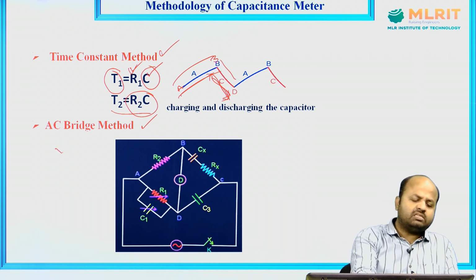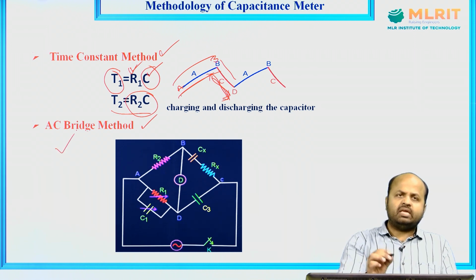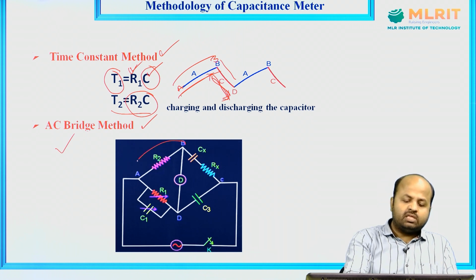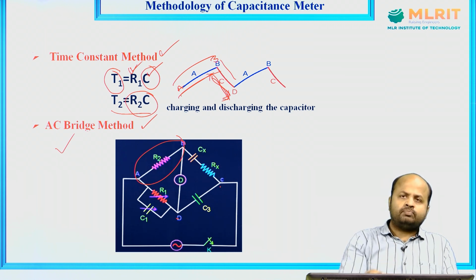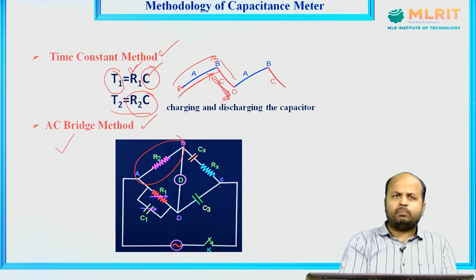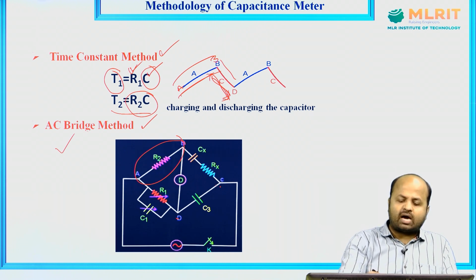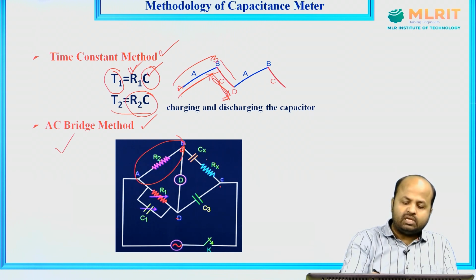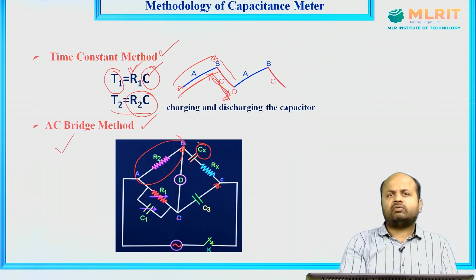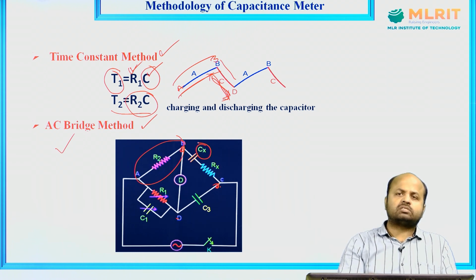Now next, the AC bridge method. In the AC bridge method we can see that there are four arms: AB, BC, CD and AD. Suppose the capacitor whose value is to be measured, we connect across one of the arms. Here it is connected across B and C. This is the unknown capacitance, and we need to find its value. How we are going to find the value of this unknown capacitance in the AC bridge method, we will discuss in upcoming slides.